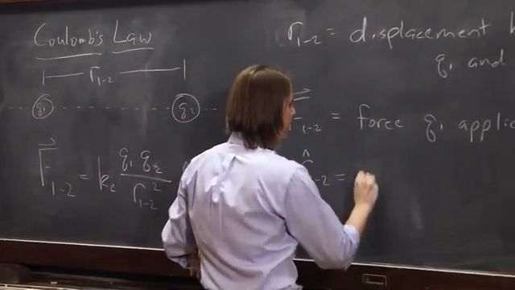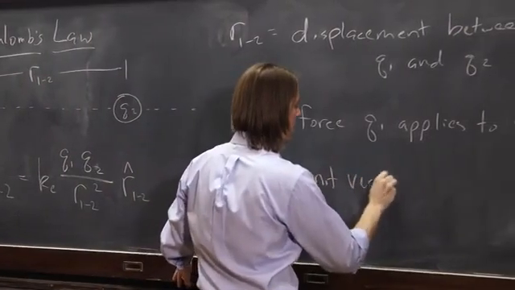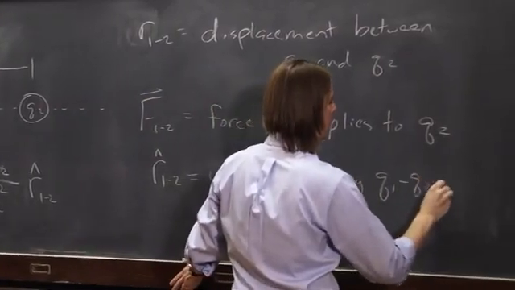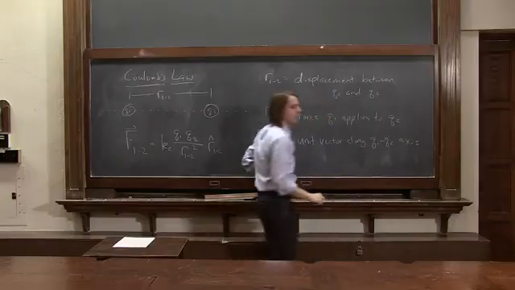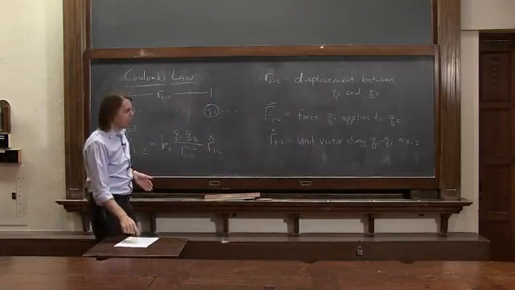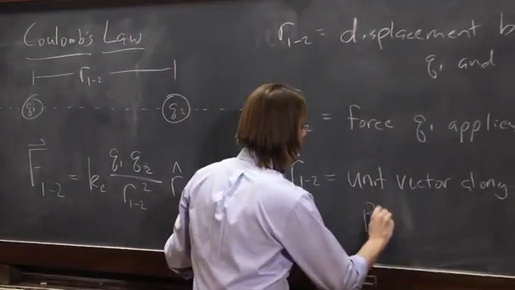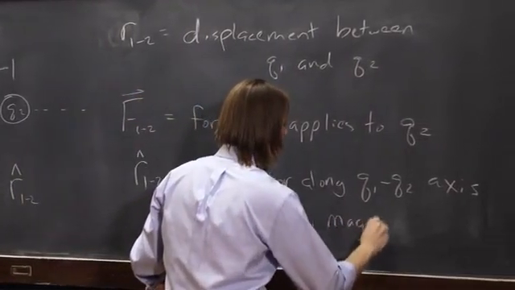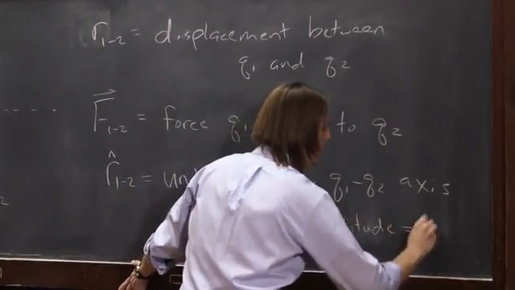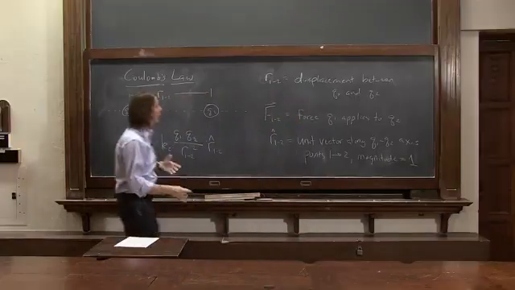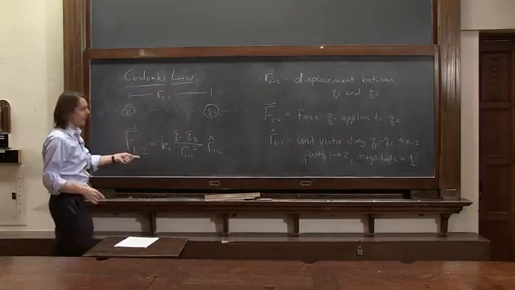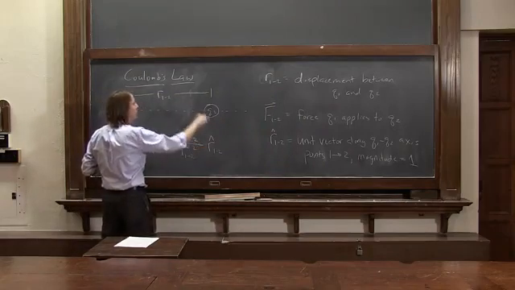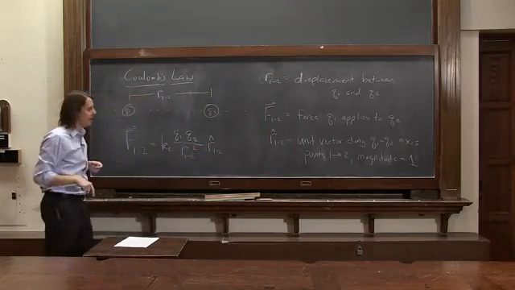And this is a unit vector along the Q1, Q2 axis. Okay? It's a unit vector. It points from 1 to 2. And its magnitude is equal to 1. So this notation is also important for the unit vector because it tells you which way the unit vector goes. Well, if it's labeled R hat 12, it points that way. Okay? And its magnitude is 1.